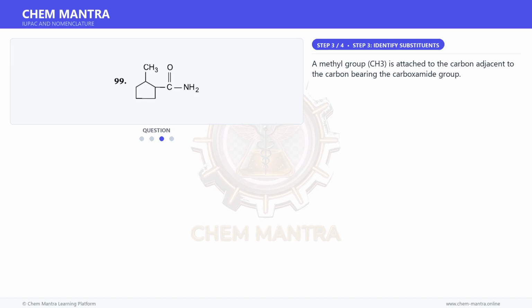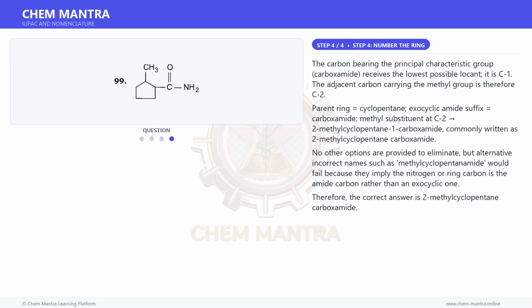A methyl group, CH3, is attached to the carbon adjacent to the carbon bearing the carboxamide group. And for the final step, the carbon bearing the principal characteristic group, carboxamide, receives the lowest possible locant, it is C1. The adjacent carbon carrying the methyl group is therefore C2. Parent ring = cyclopentane, exocyclic amide suffix = carboxamide, methyl substituent at C2: 2-methylcyclopentane-1-carboxamide, commonly written as 2-methylcyclopentane carboxamide.